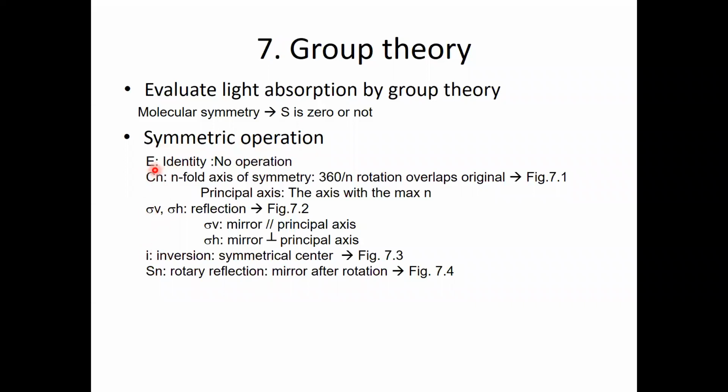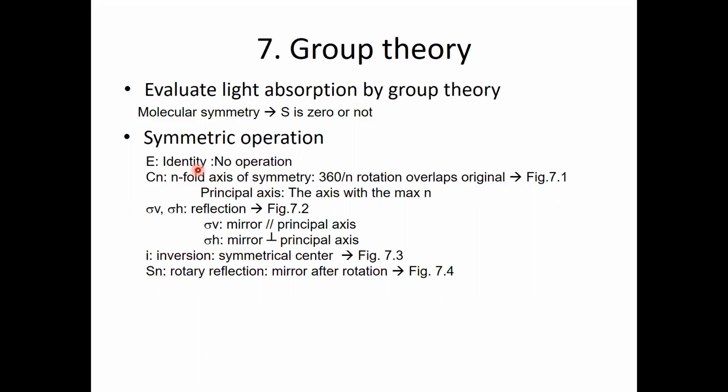The first one is E. It is called identity. It's actually no operation, right? At this moment it's unclear why it is necessary. You don't do anything to a molecule, and then the molecule is going to change or not. Of course, no molecule is going to change by doing nothing, right? But anyway, E is the first symmetry operation: do nothing.